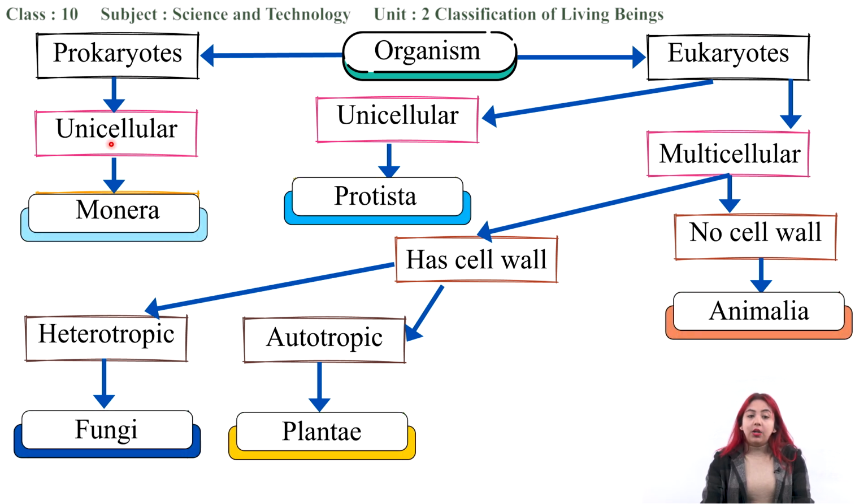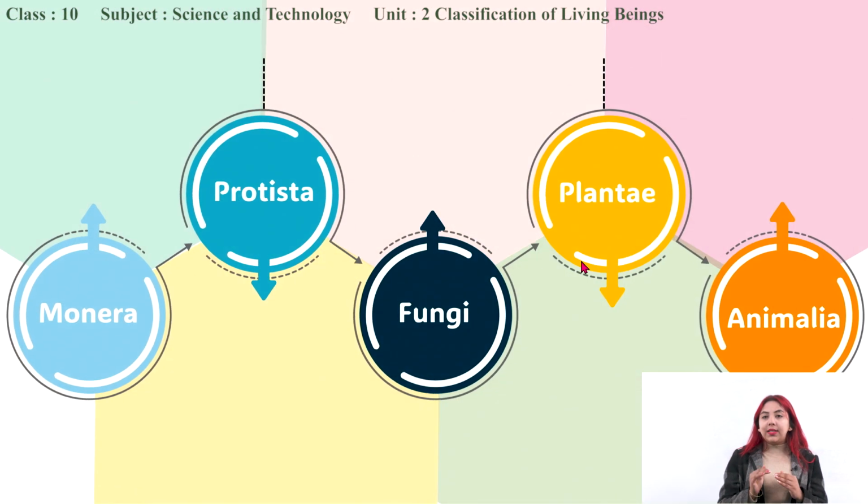So Monera were the organisms that were unicellular and prokaryotic. Protista, unicellular eukaryotes. Animalia, multicellular eukaryotes that did not have a cell wall. Plantae, autotrophic multicellular eukaryotes that had a cell wall. And Fungi were the heterotrophic multicellular eukaryotes that had a cell wall. Now let us study the basic characteristics of all of these kingdoms.